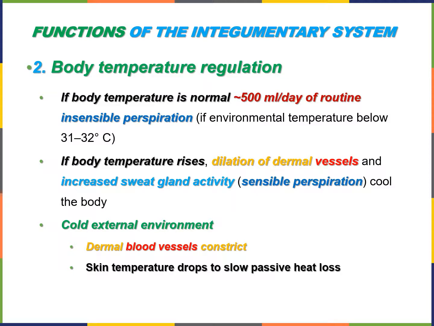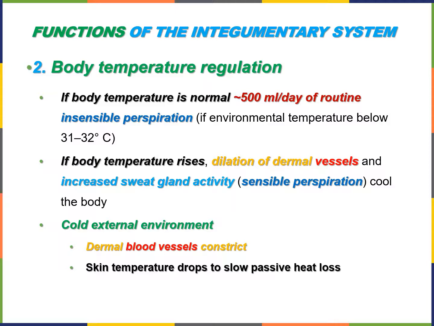So body temperature regulation: if the body temperature is in the normal range, we're going to lose about a half a liter, 500 milliliters, of water a day through what we call insensible perspiration. We don't even perceive that taking place. When body temperature rises, we're going to have vasodilation of the dermal vessels and increased sweat gland activity. So we see the sweat, so that's sensible or discernible perspiration.